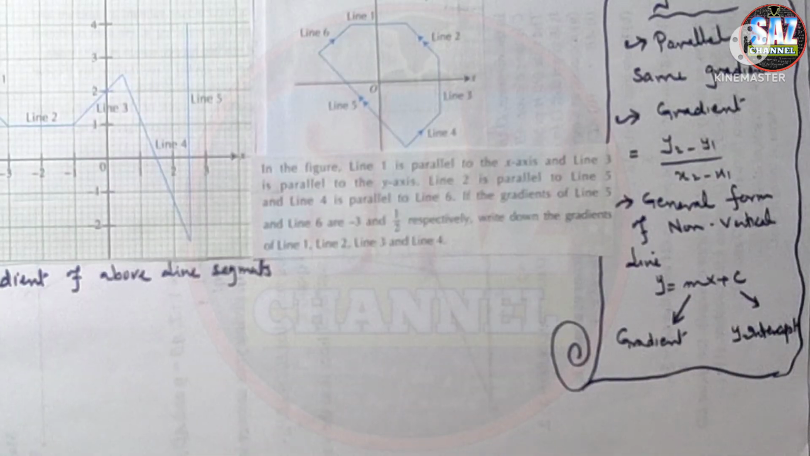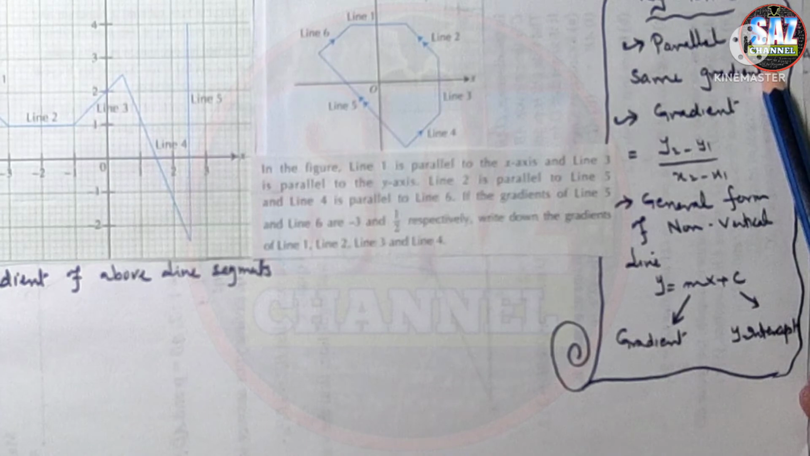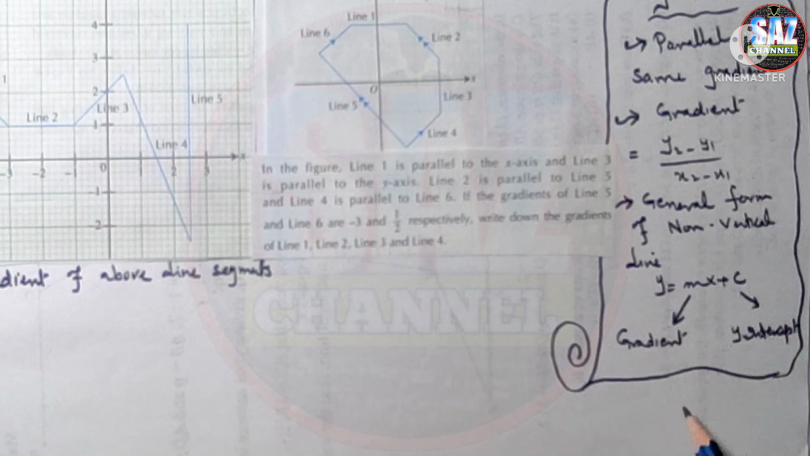Moving to question number 3. But before going to question number 3, there are some key points that we need to understand. What are parallel lines? In your D1, you have read the topic of parallel lines, the lines that never meet each other, like railway lines.